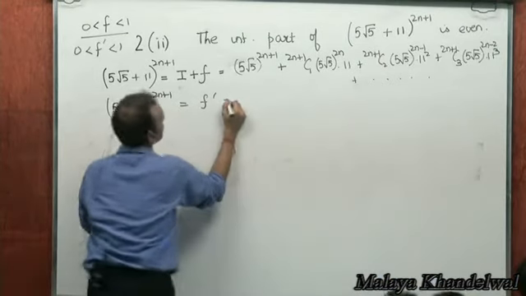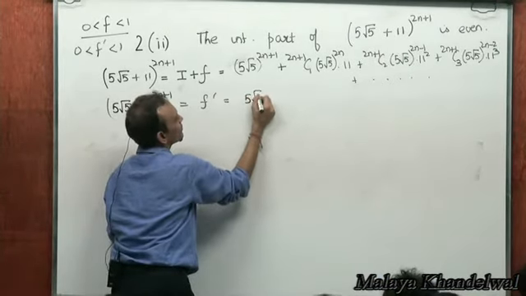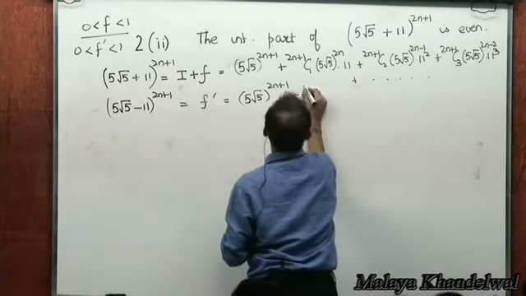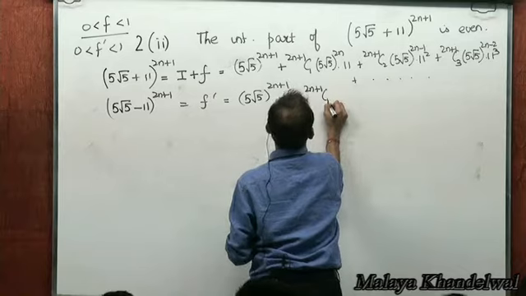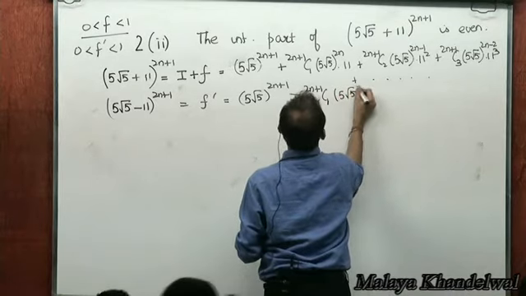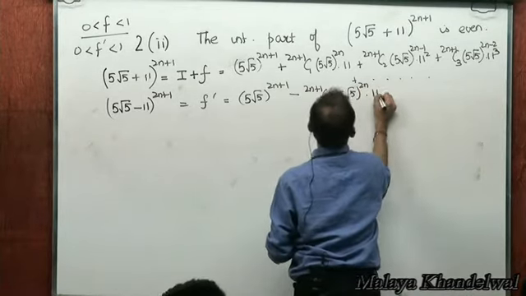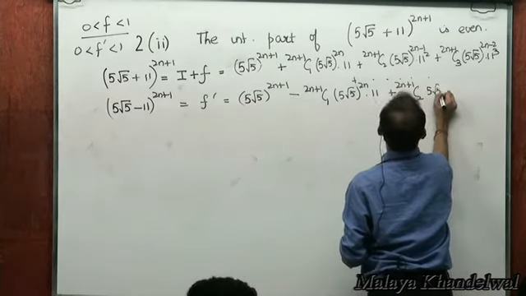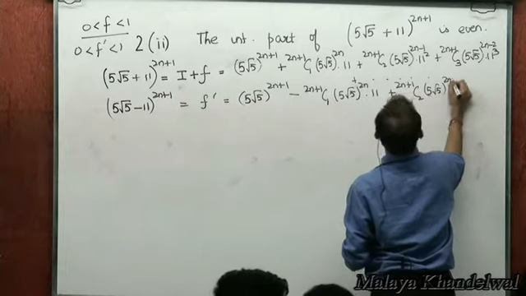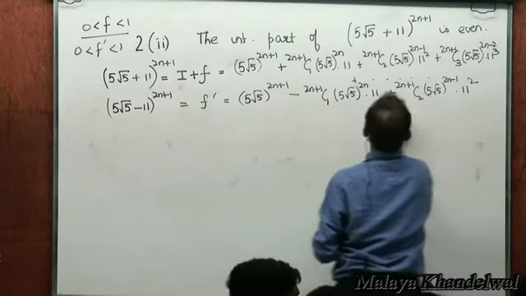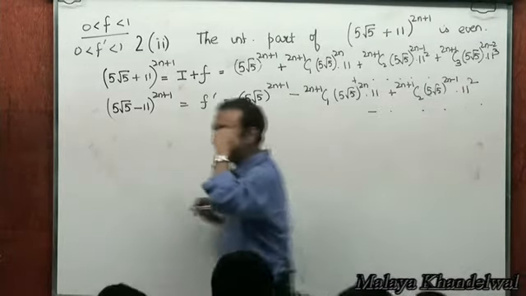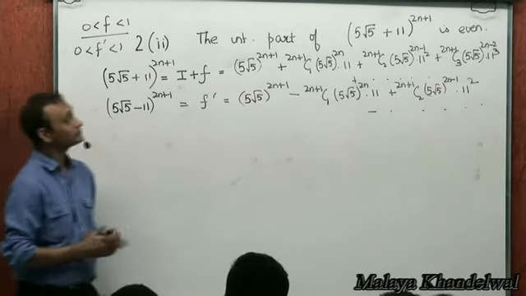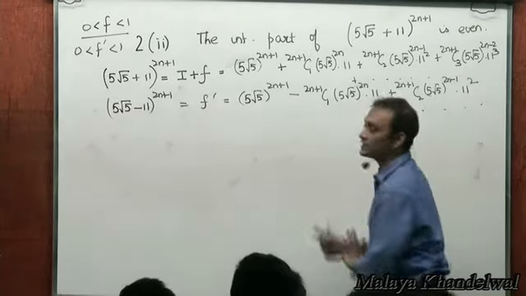When I do that, then I get 5 root 5 to power 2n plus 1 minus, replace 11 by minus 11, 2n plus 1 C1, 5 root 5 to power 2n into 11 plus 2n plus 1 C2, 5 root 5 to power 2n minus 1 into 11 squared minus so on and so forth. This is what I get, replacing 11 by minus 11, terms alternating between positive and negative terms, right? Hey, what terms do you not like here?